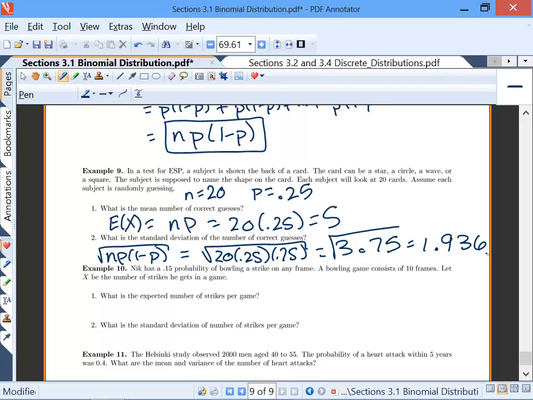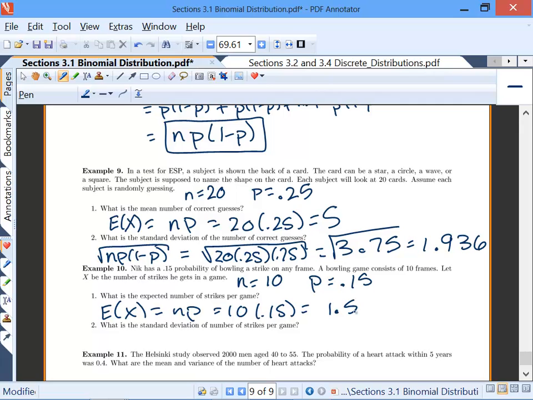So for the next example, Nick has a 0.15 probability of bowling a strike on any frame. A bowling game consists of 10 frames. Let x be the number of strikes he gets in a game. So n is 10, p is 0.15. So the expected number of strikes is going to be np. So 10 times 0.15 gives me 1.5. So on average, he'll make 1.5 strikes per game.